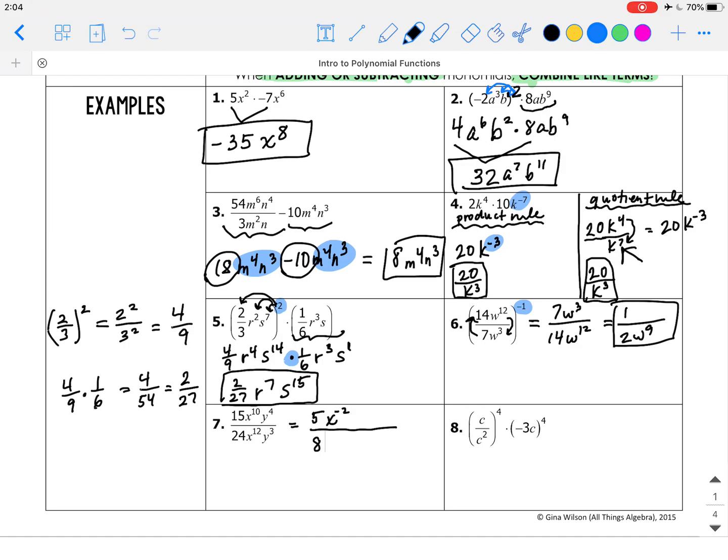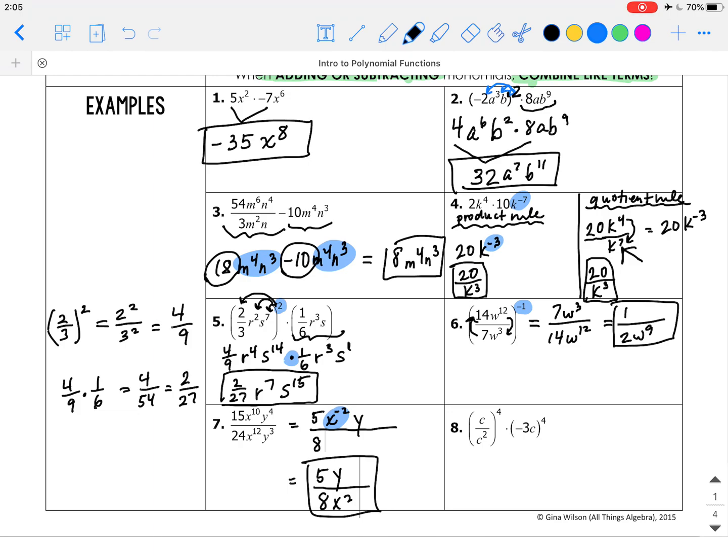And y to the 4th minus 3 gives me just one y left, right? 4 minus 3 gives me 1, and 10 minus 12 gave me negative 2. Well, we know that if we have a negative, we have to bring that to the denominator. We got to flip, we got to jump that line, change that sign. So I have 5/8, a y stays on top, and this x squared has to go in the denominator.